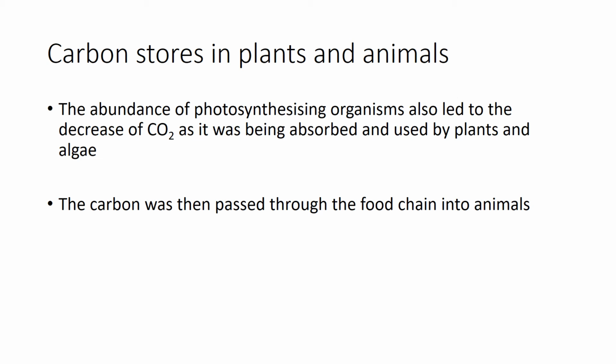So having all of these photosynthesizing organisms, not only was the amount of oxygen therefore increasing, but as they were taking in carbon dioxide for photosynthesis, the amount of carbon dioxide in the atmosphere was therefore decreasing. So it was being used by those plants and algae to produce sugars, and then when the animals came along and were eating those plants and animals to gain those sugars, the carbon was then passing through the food chain into animals. So we've got carbon from the atmosphere now being locked into stores of plants and animals as well.